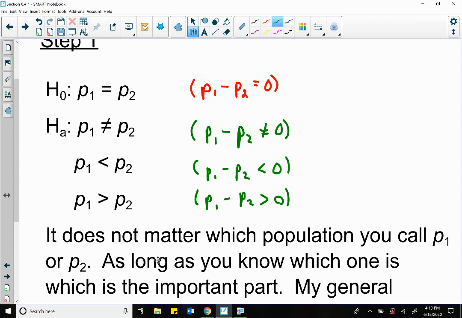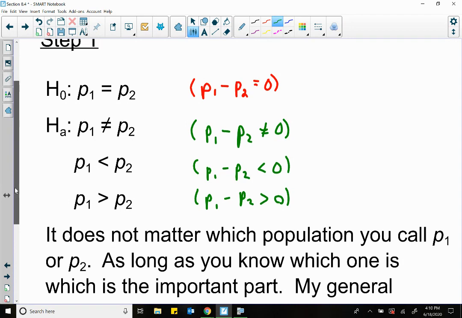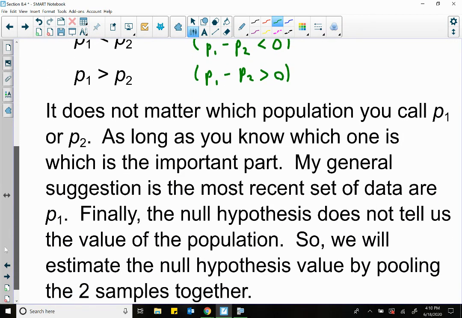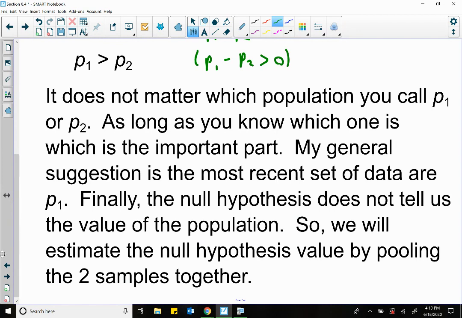So you know what the book does and what they like to do. They usually let the newer population be P1. Okay? So usually the more recent population is P1 and the older population is P2. Okay? So that's what I said right here. My general suggestion is that the most recent set of data are P1. Okay? Also, again, like I said, as long as you know which one is which, that's the important part. So it doesn't matter which is P1 and which is P2.